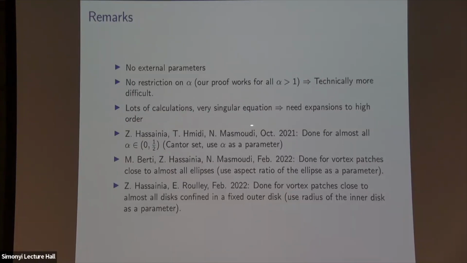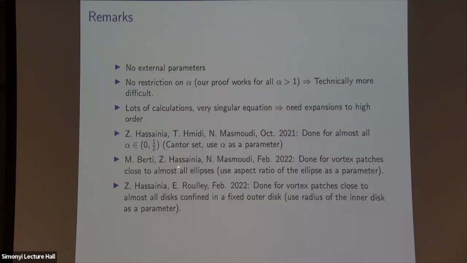So Hassainia, Midi, and Masmoudi, in October of 2021, proved a similar result for almost all values of the parameter in this range. They use alpha as a parameter, and that way some of the estimates get easier, but yet it's also quite a technical feat, and this is what they prove. So they can do it in the less singular range.